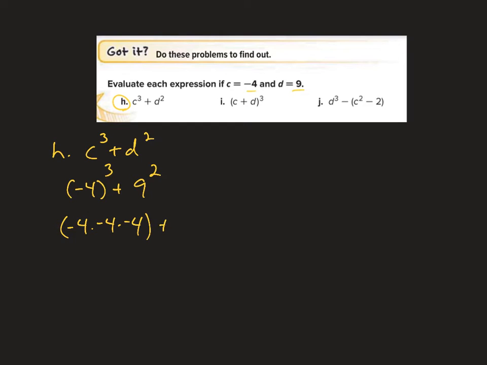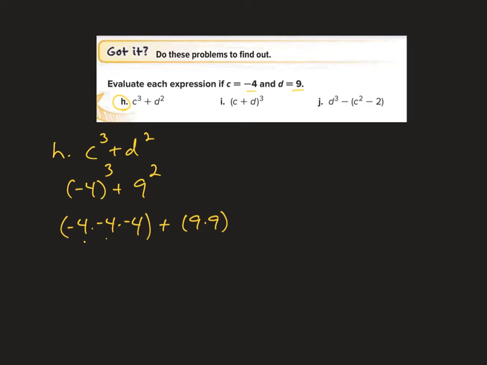So let's work on a couple more practice problems. Let's start out here with H. So H is c cubed plus d squared. And we said c is negative 4 and d is 9. So we rewrite the problem. So we've got negative 4 to the 3rd, because c is equal to negative 4, plus 9 squared, since d is equal to 9. Then we write them out. Negative 4 3 times, so negative 4 times negative 4 times negative 4, plus 9 squared, which is 9 times 9.